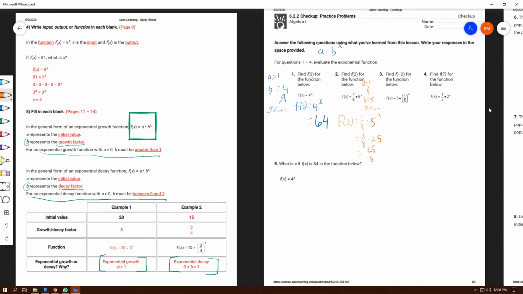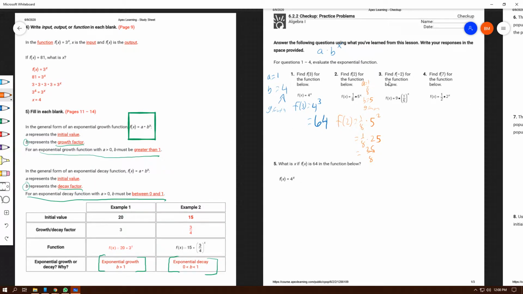I just plug it into the variable and solve the equation, use a calculator if it needs to. Doesn't bother me. Now question 3, my a value is 9, and my b value is 1/5. This is decay, right? This is our first decay one. It's less than 1 but greater than 0. That is decay. Excellent. Now I need to evaluate with a -2 in for x. Uh-oh. So I have a -2.